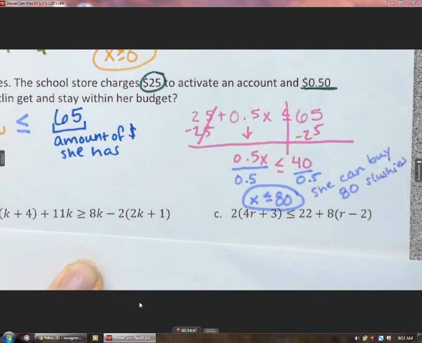Hey, how did you call it? You could say she could buy at most 80 slushies if you really wanted to be fancy. I just multiplied it by 2. Yeah, same thing.